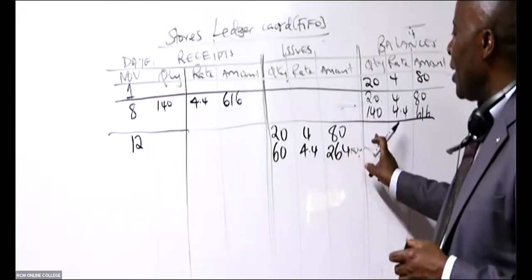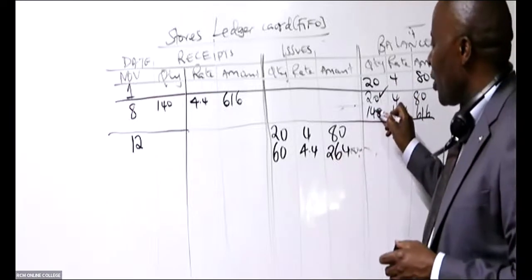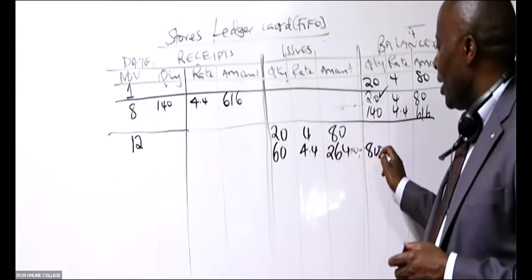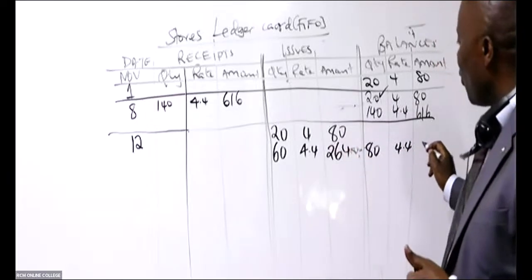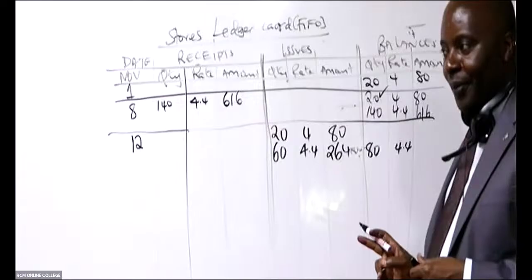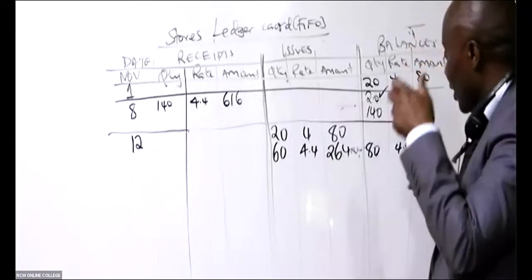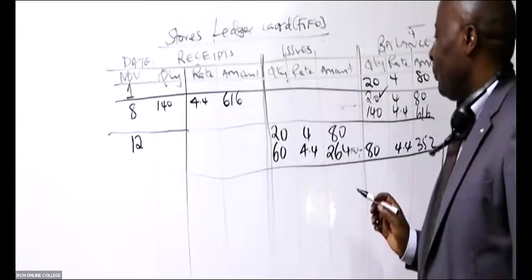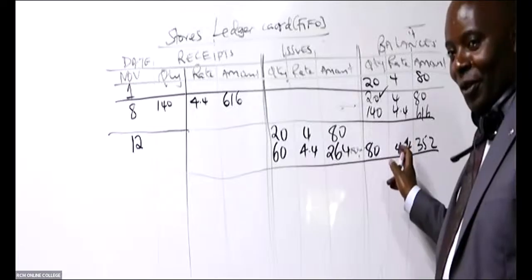So can we kindly update our balance? Remember now 20 has been issued fully. And out of 140, we have issued 60, so what is left of this? We are left with 80 at 4.4. So 80 times 4.4 will give me how much? 352, like that. Then come and underline this. So now remember, you only have one batch, which is 80 at 4.4.